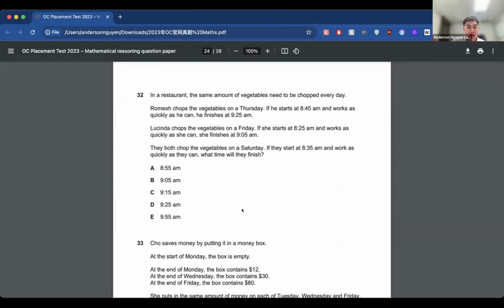For question 32, all right, now you need to see how long each of these 2 people take in order to chop up vegetables. Now, if you work out the times, you'll find that Ramesh takes 40 minutes and Lucinda also takes 40 minutes. So therefore, if they both work at the same time on Saturday and they start at 8:35, all you have to do is add 40 minutes. So you could add to 8:35 another 25 minutes to reach 9 o'clock. And from 9, you have an extra 15 minutes left to reach 40 minutes. So your answer should be 9:15 a.m. C. Okay. All right, guys.